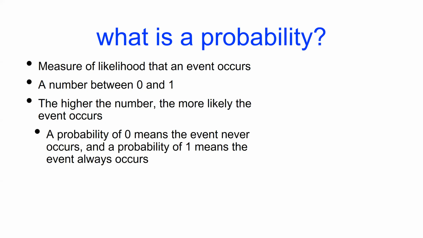So a probability of 0 means an event never occurs. A probability of 1 means an event always occurs.